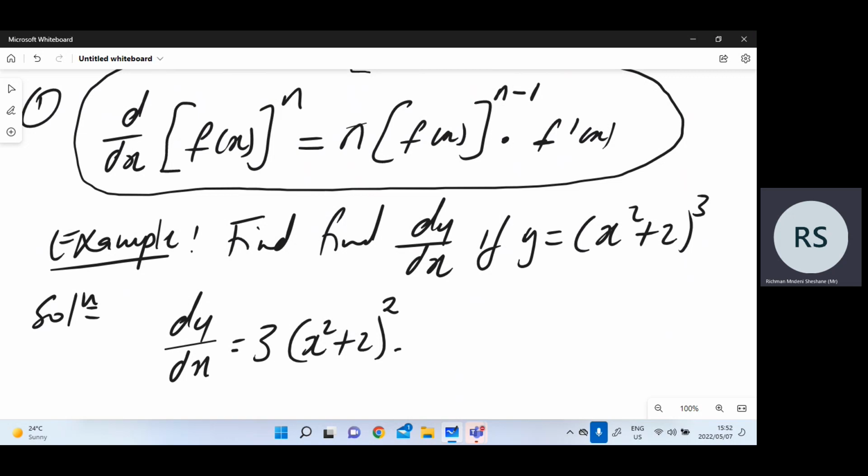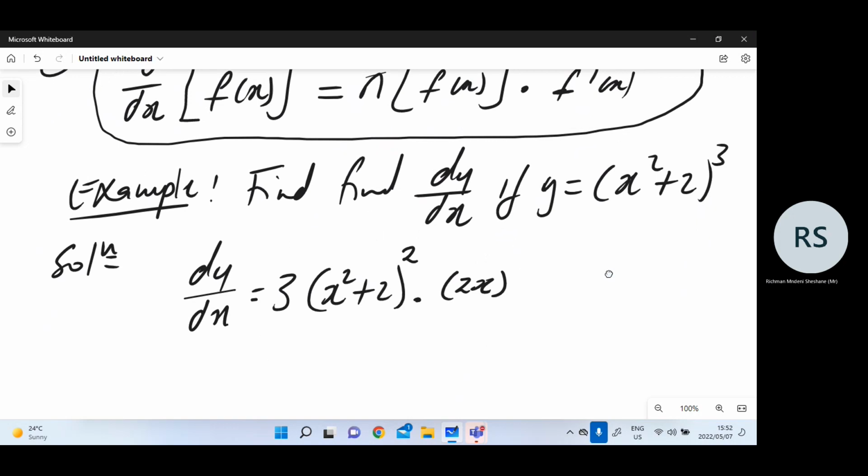The derivative of the inner function is 2x. f of x is the function that is inside, so f of x is x squared plus 2. Another tip: always when you multiply by f prime, put it in brackets, for simplicity, because sometimes f prime will have two terms. I'll show you next lecture. So this is just a derivative.